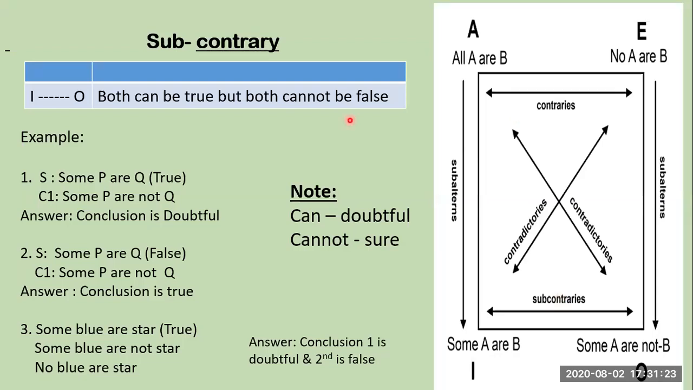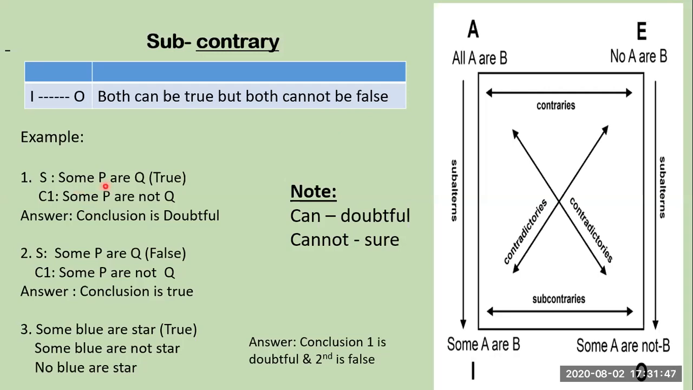So hope you have understood. Sub-contrary means the bottom statement is called sub-contrary. That is some and some not. The statements which fall under some and some not are called sub-contrary. The rule says both can be true, but both cannot be false. Both statements can be true, but both cannot be false at a time. So we'll see an example here.